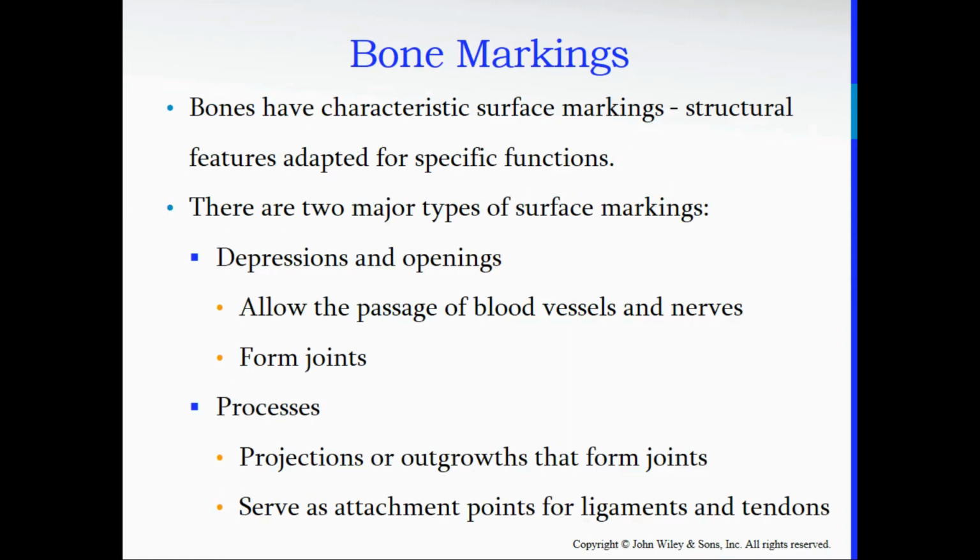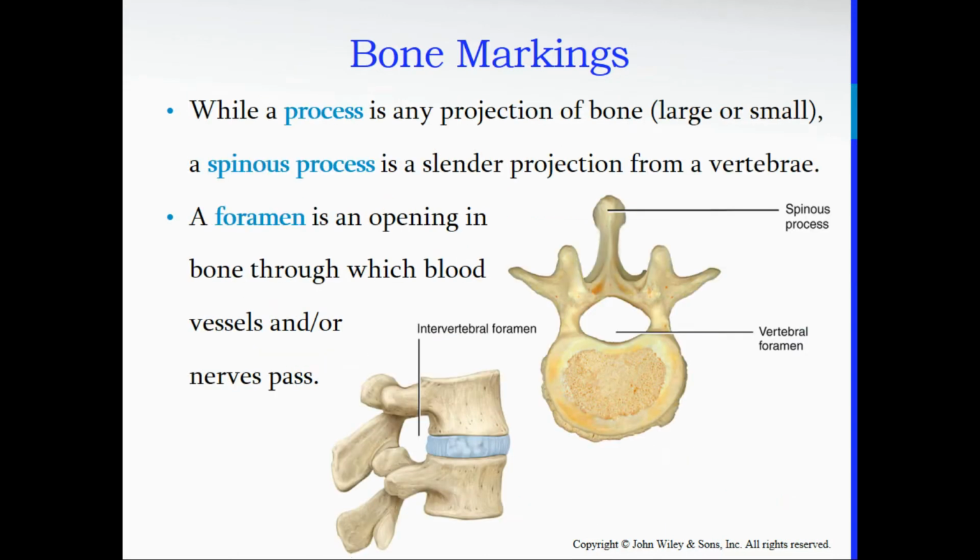Bones have characteristic surface markings, structural features adapted for specific functions, and that is what most of your bone tray quizzes are going to focus on. There are two major types of surface markings. There are depressions and openings, which allow the passage of blood vessels and nerves. They will sometimes form joints. And then the opposite will be a process. A process is any prominent projection that sticks off of or out from a bone. They serve as attachment points for ligaments and tendons. And we will talk a lot more about the difference between those two in the upcoming lessons.